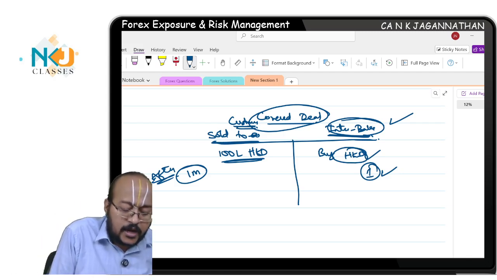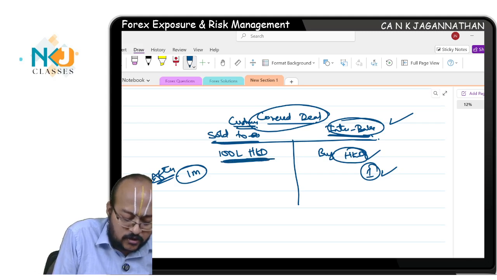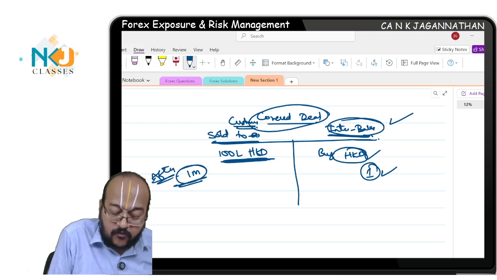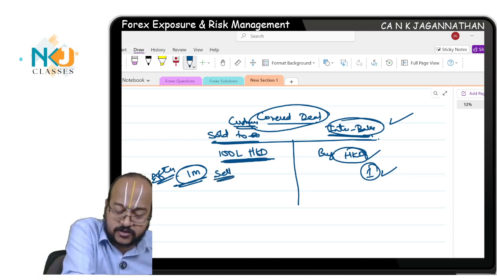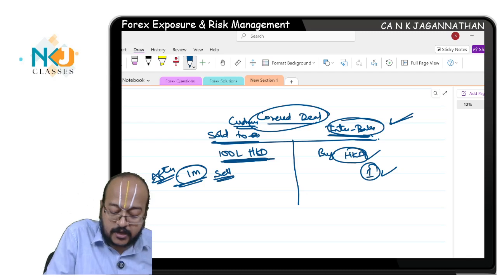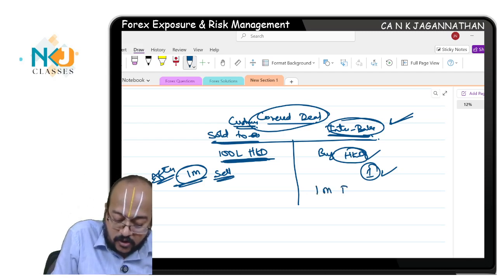Here, assume he needs to sell 100 lakh Hong Kong dollars after 1 month. What do you do? Corresponding 1 month forward sell to the customer. Here he does a sale transaction to the customer. He goes to the interbank market and does a 1 month forward buy of the dollar.